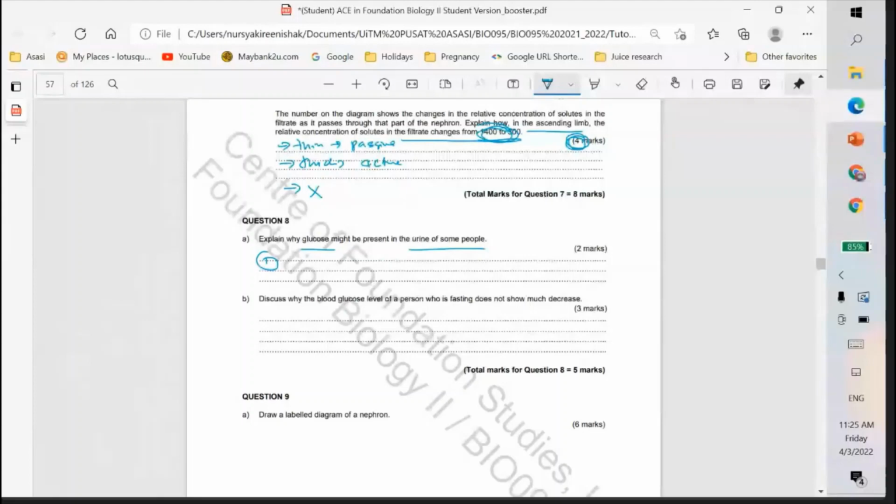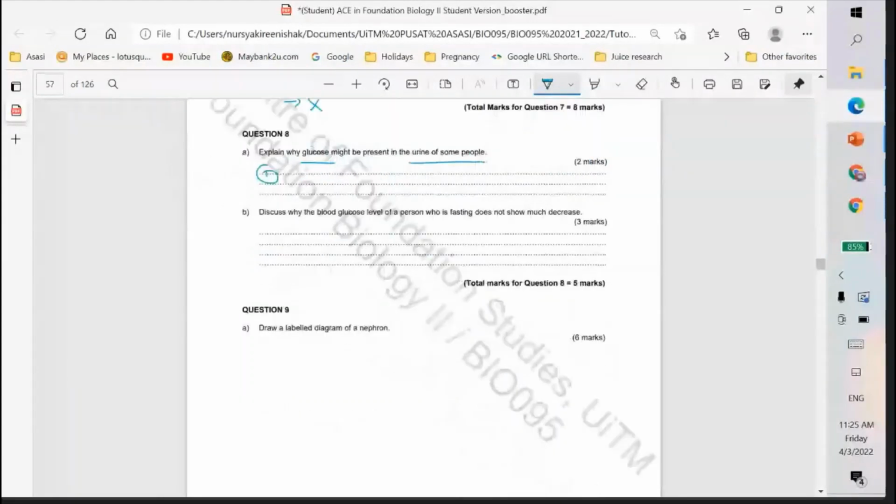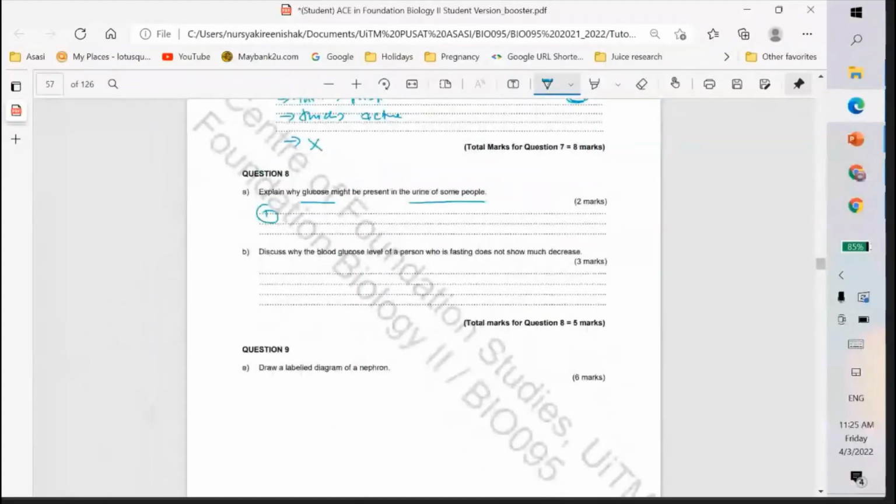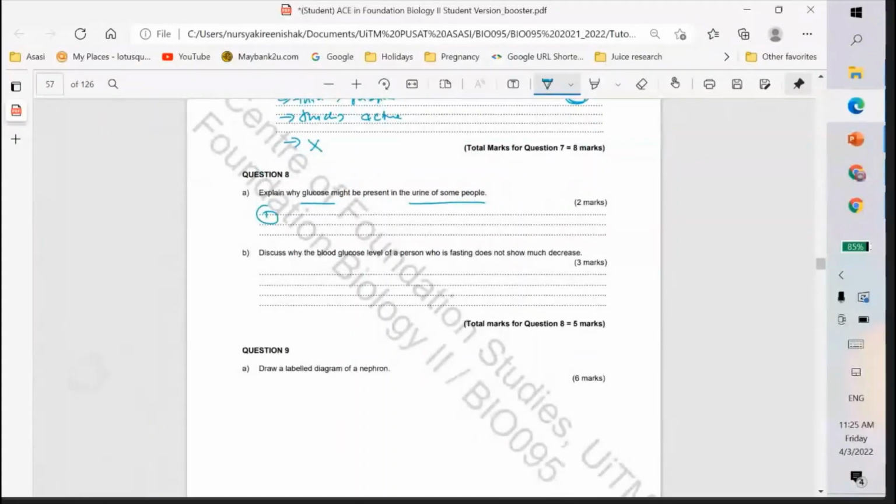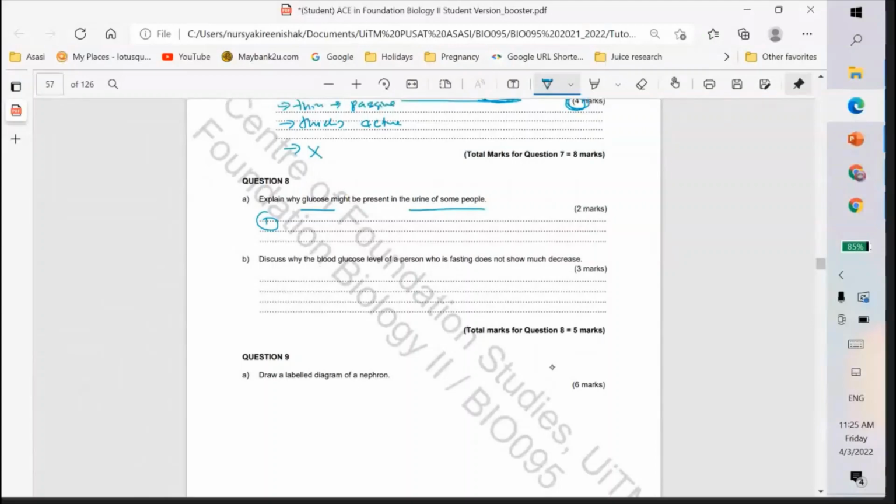Can you understand? Who answered earlier? Izatul earlier. Okay. So the next question, Fatiha.